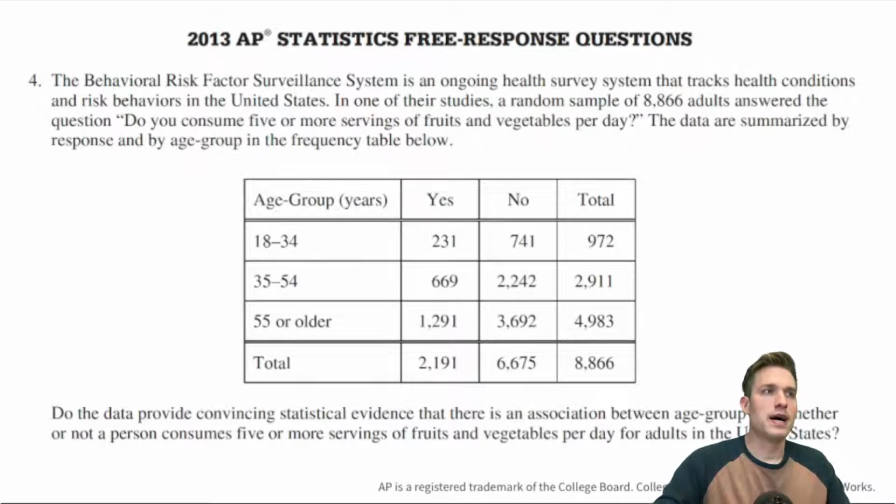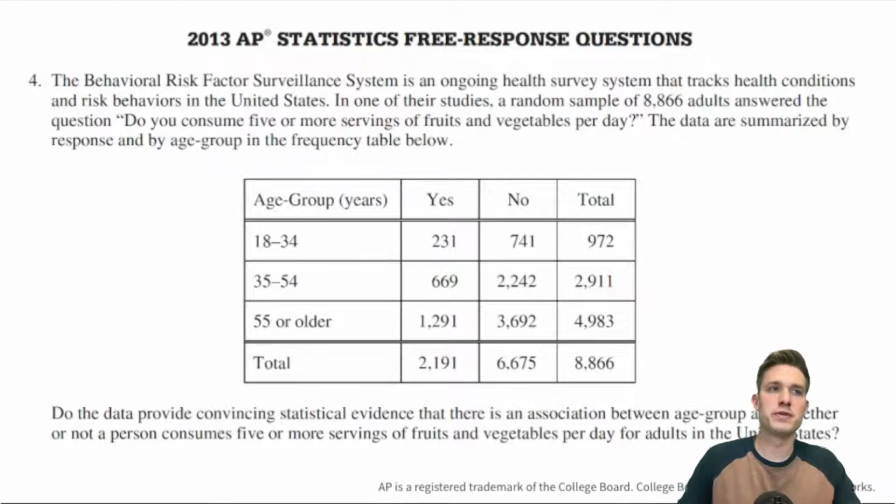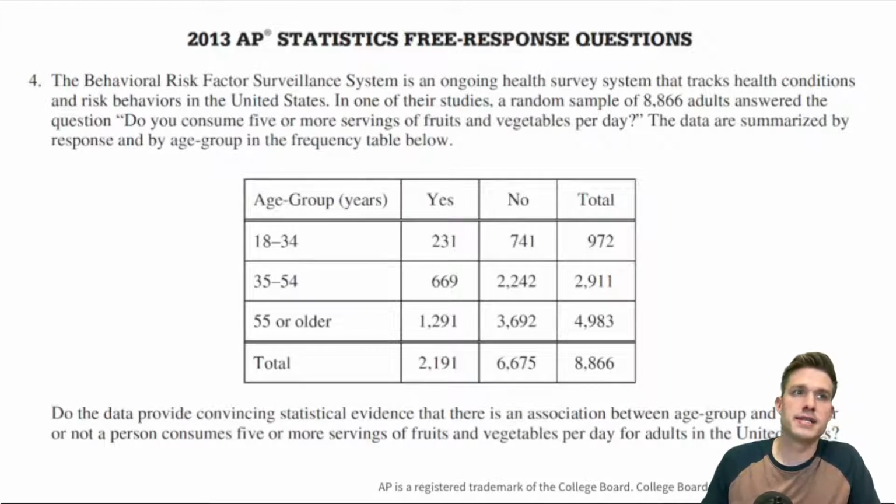So let's review a chi-squared distribution question. Here's number 4 from 2013. It says that the Behavioral Risk Factor Surveillance System is an ongoing health survey system that tracks health conditions and risk behaviors in the U.S.